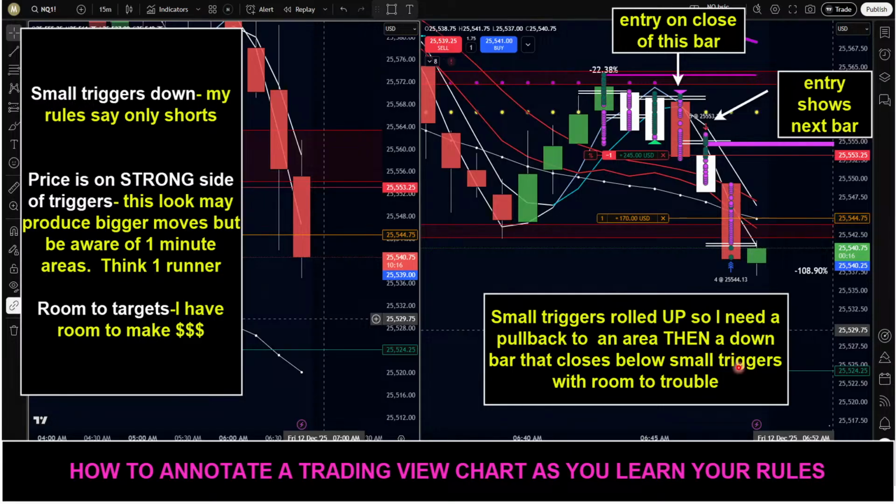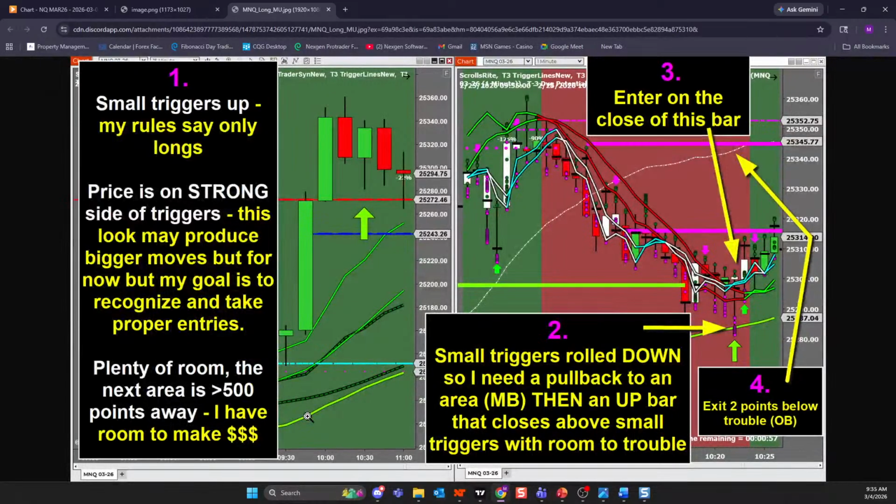And the second thing that it does for you is when you present that trade in the room. When you say, hey, Mark, this is what I saw. The small triggers were up and my rules say only long. And price is on the strong side of the triggers, and this may produce bigger moves. But for now, my goal is to recognize and take proper entries. I love this. Plenty of room. The next area is greater than 500 points away. I have room to make money.